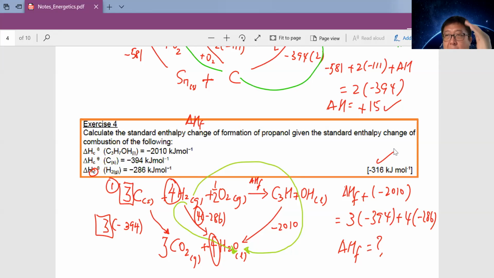Get the first step out first, the enthalpy change of formation of propanol. Don't make a mistake there, then the rest will fall in place. The rest will just follow and the cycle can come out.